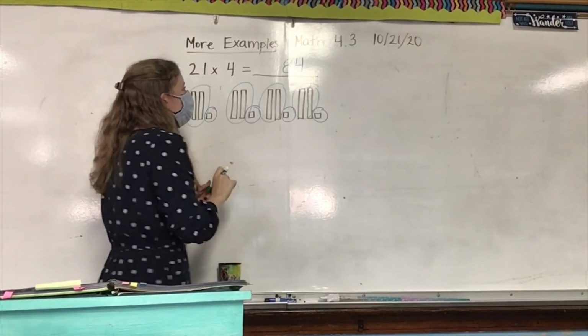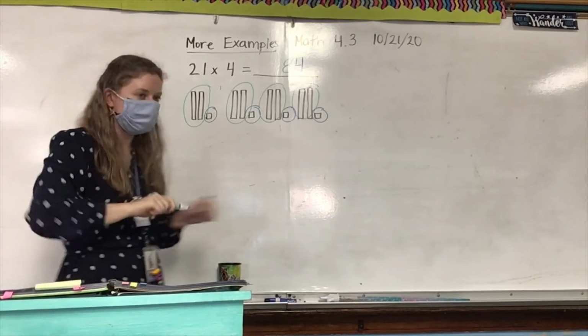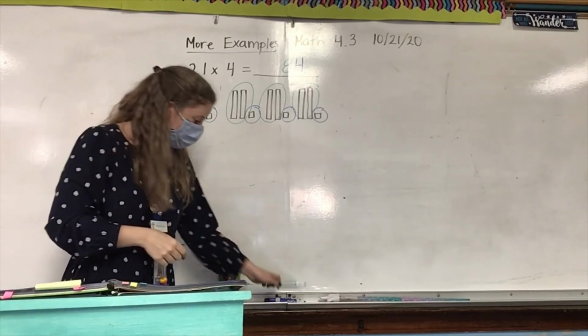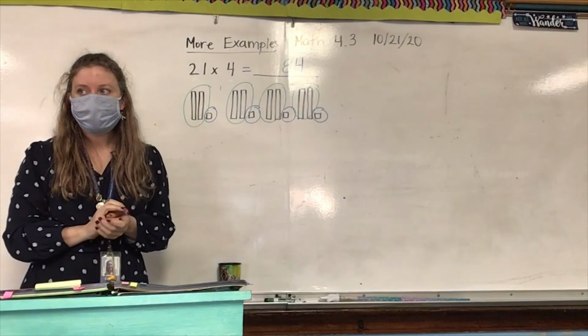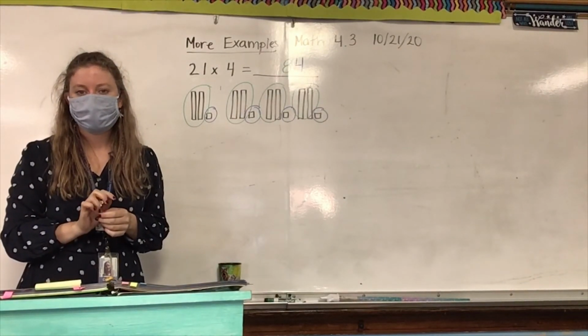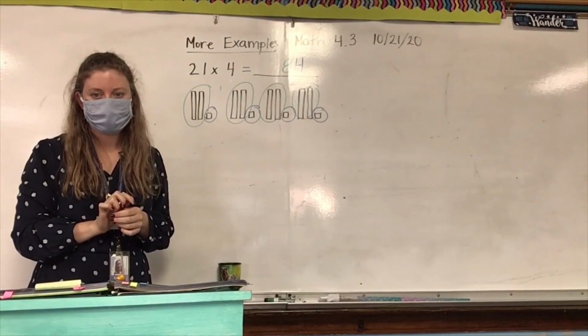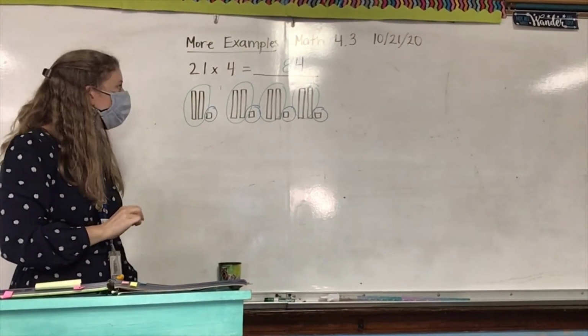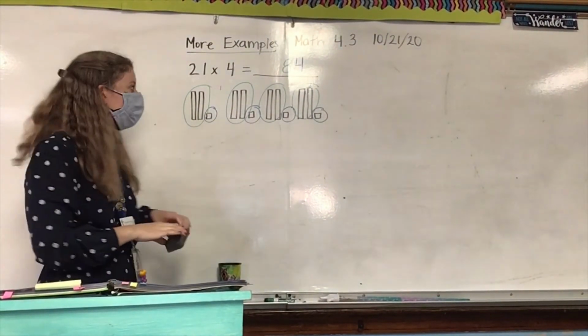So that means 21 times 4 is what, Carla? 21 times 4 equals 84. Very good. 21 times 4 equals 84.